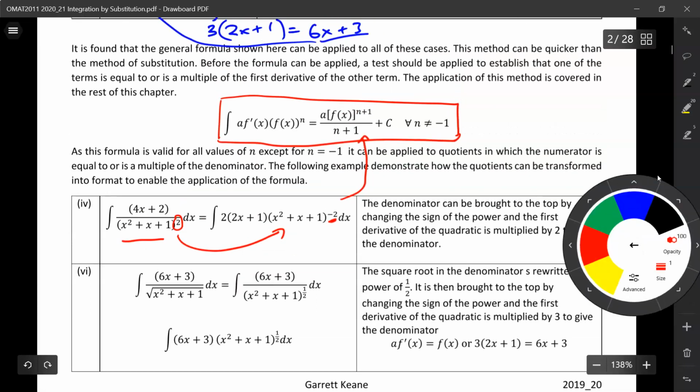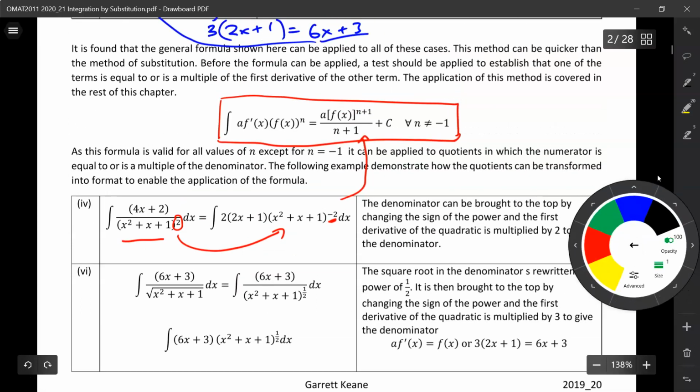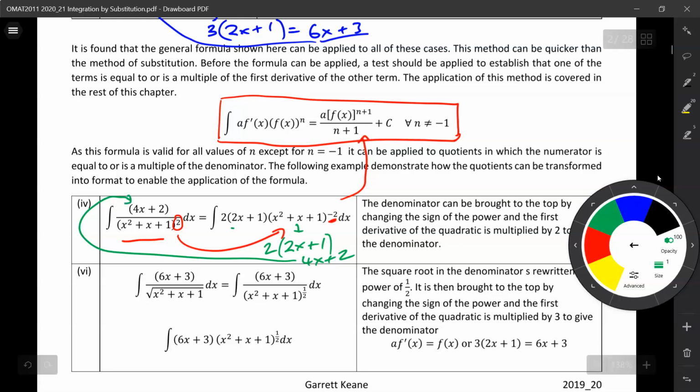So let's look at this example here. If I then differentiate this, I get 2x plus 1. And if I multiply by 2, I get 4x plus 2. And that is the denominator, or the other term here in the product.